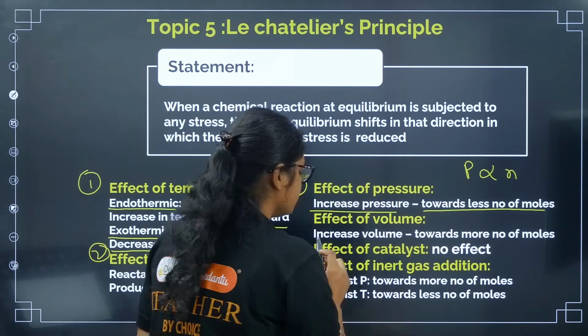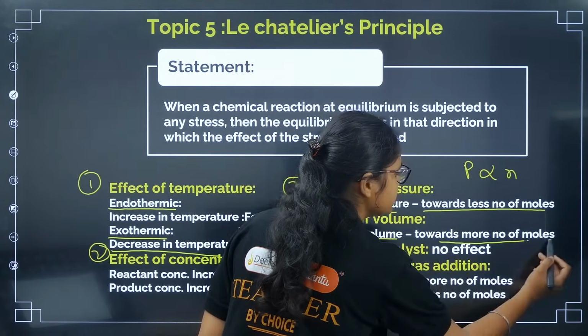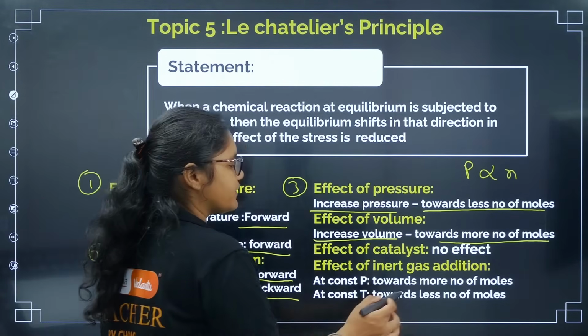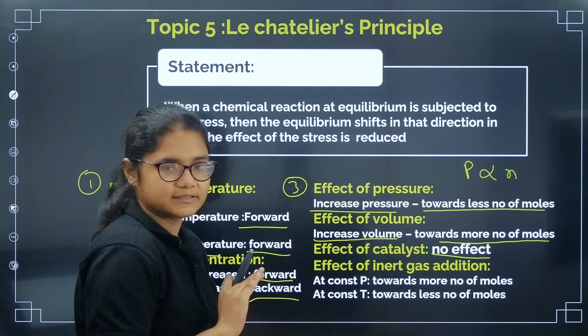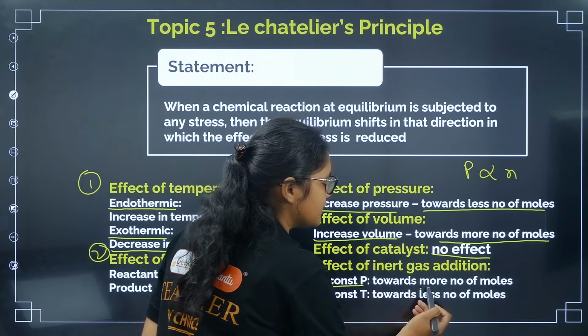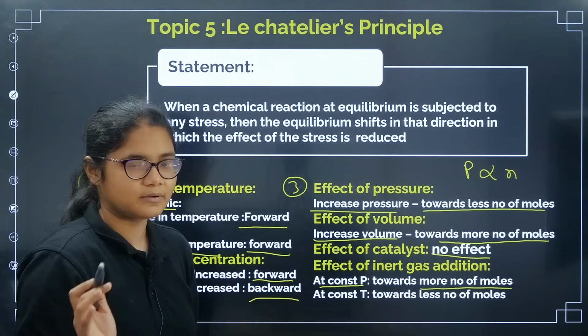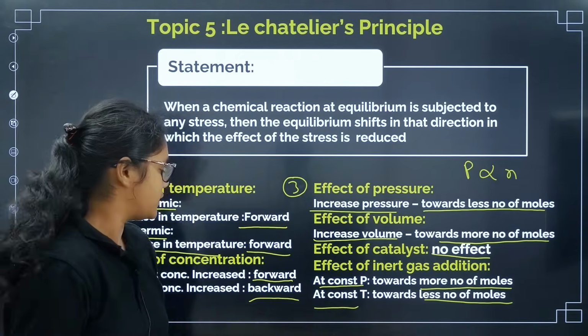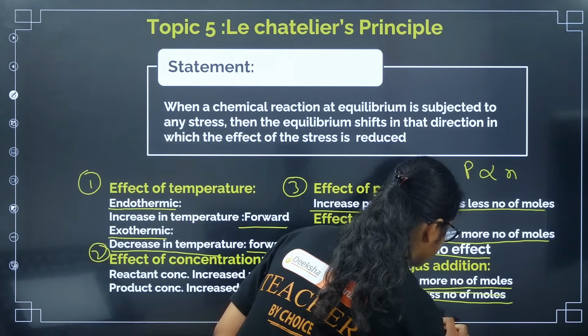Next is effect of volume. So if you increase the volume, it will go towards more number of moles, just opposite of each other. Okay. Next, effect of catalyst. If you add catalyst, there is no effect. Now if you add inert gas at constant pressure, then it will go towards more number of moles, and at constant temperature it has no effect.